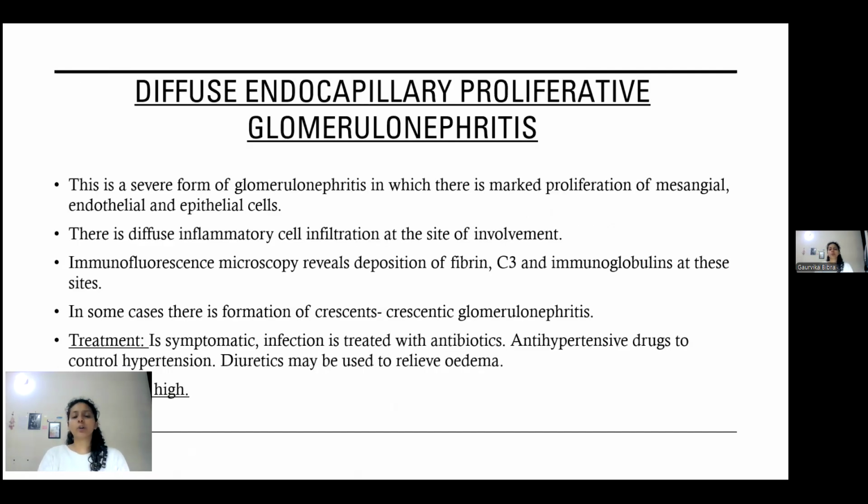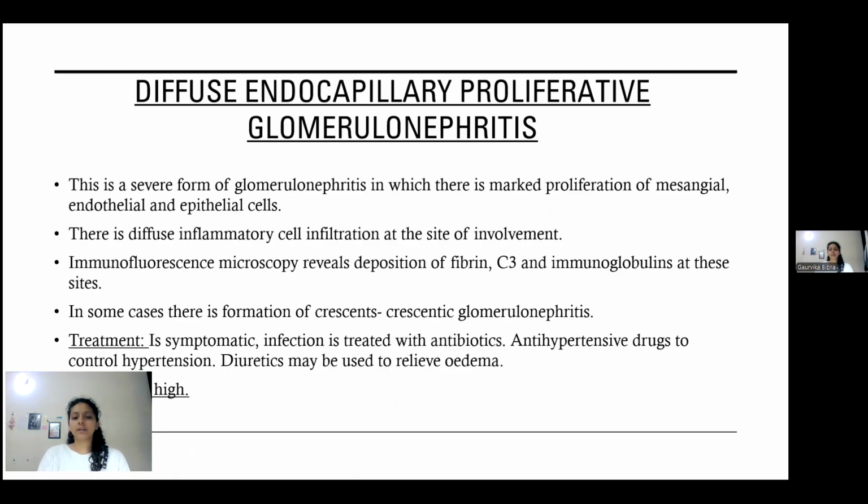Diffuse endocapillary proliferative glomerulonephritis is a severe form of glomerulonephritis in which there is marked proliferation of mesangial, endothelial and epithelial cells. There is diffuse inflammatory cell infiltration at the site of involvement. Immunofluorescence microscopy reveals deposition of fibrin, C3 and immunoglobulins at these sites. In some cases, there is formation of crescentic glomerulonephritis.